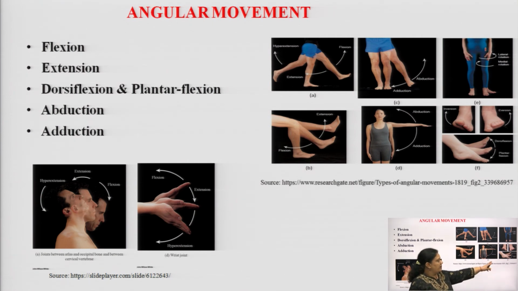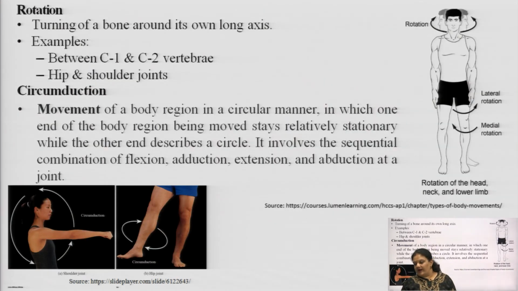Then again the movement of the hand and leg above and below, this is dorsiflexion and this is plantar flexion. So these are very important movements, which are only possible because of the presence of different types of joints or articulations in the skeletal system, and the presence of some important skeletal muscles also.